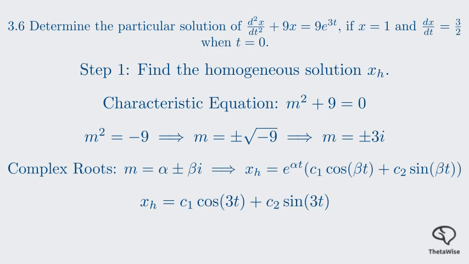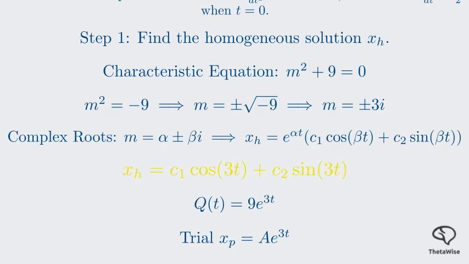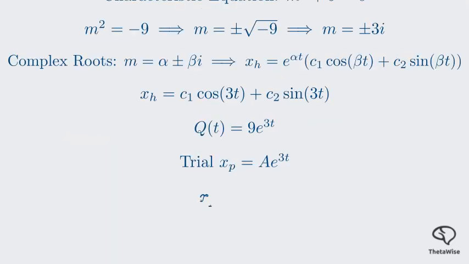Now for the particular solution, x sub p. The non-homogeneous term is 9e to the 3t. Our trial solution will be x sub p equals ae to the 3t. We check for duplication. Are there any e to the 3t terms in our homogeneous solution? No. So this trial solution is valid. The first derivative of x sub p is 3ae to the 3t, and the second derivative is 9ae to the 3t.